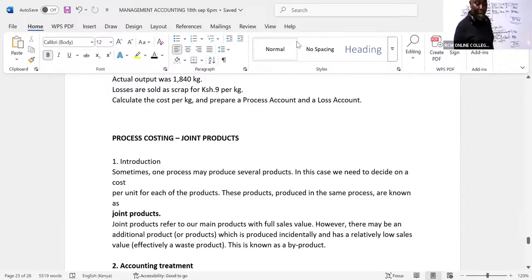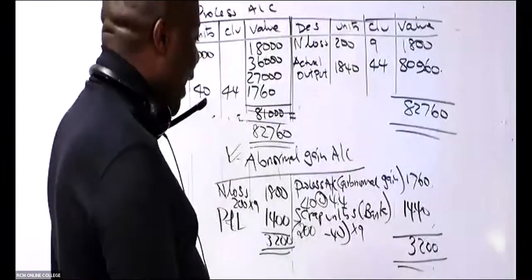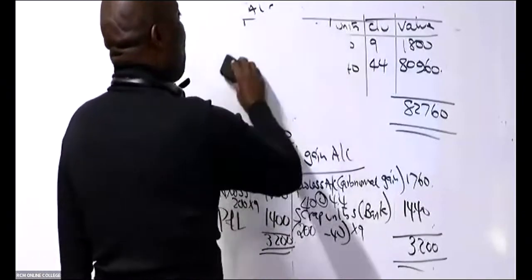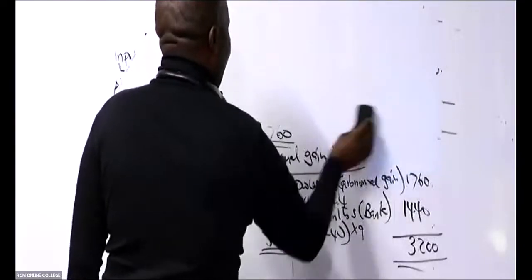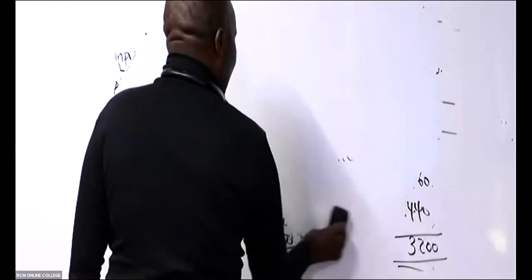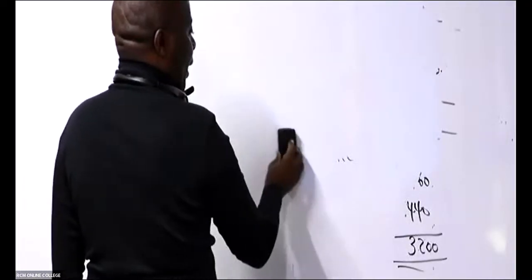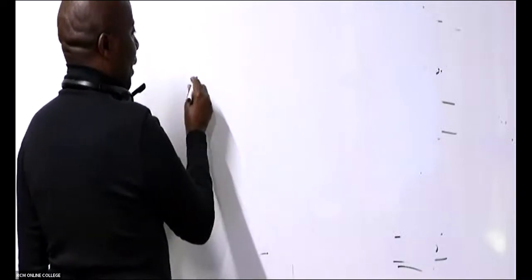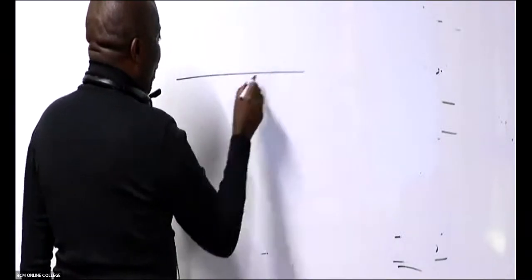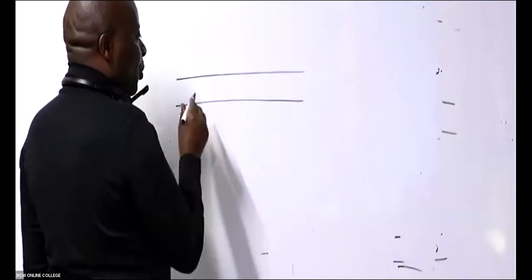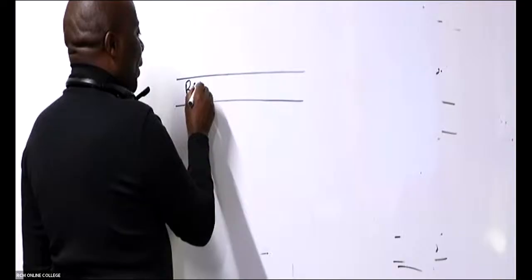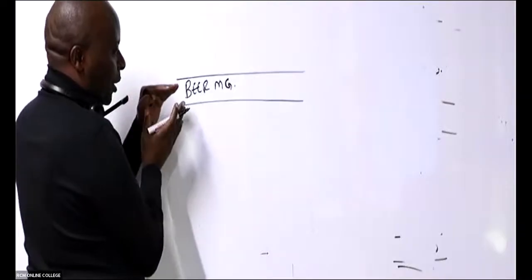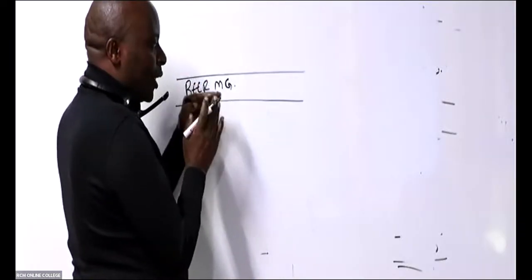Remember, there are those products that will go through the same process, but during the output stage, then they'll be able to basically go their separate ways. So we have a process here. This process, for example, could be beer manufacturing. Yeah, beer manufacturing. So all this is passing through the same process.